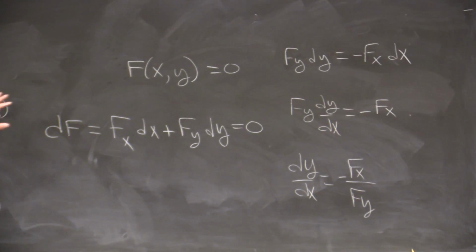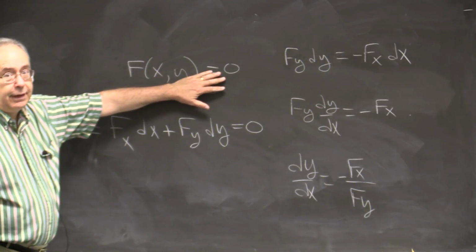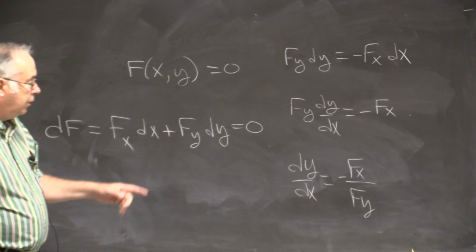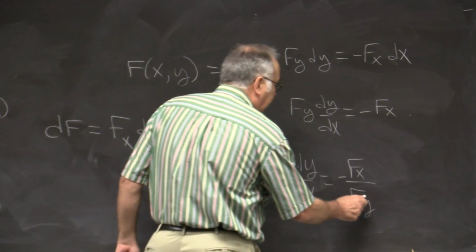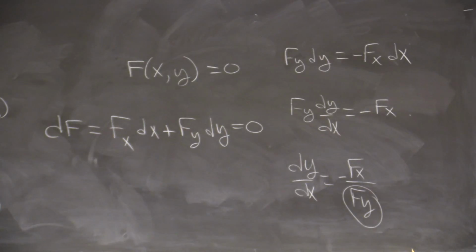Now, when we do this, we're implicitly assuming that we can find values of x and y that will satisfy this equation. We're also implicitly assuming that capital F sub y is not 0, because then that would be undefined. That's another way of thinking about the implicit function.